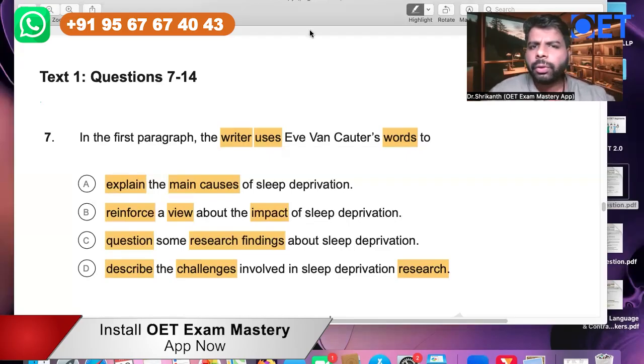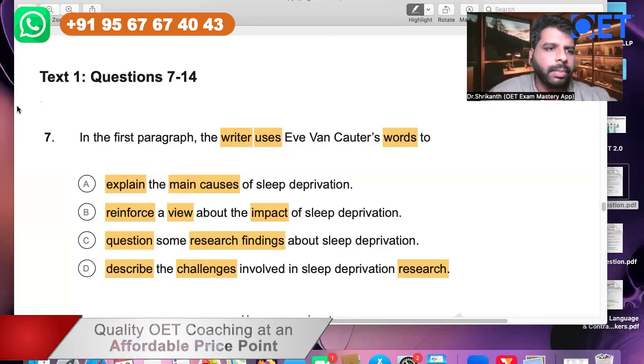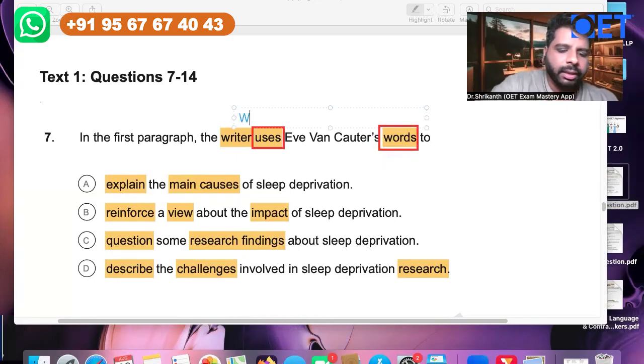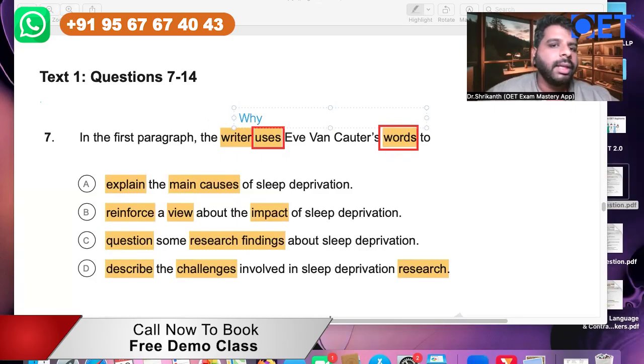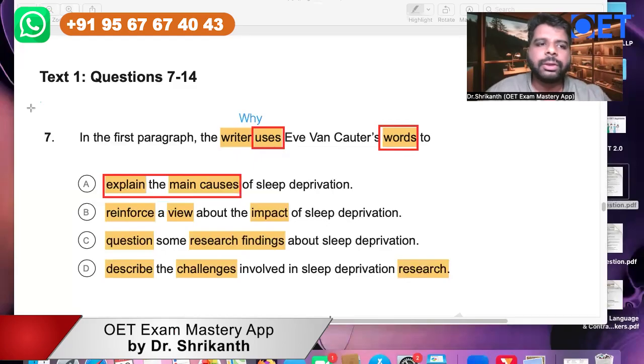Now, before we go to the paragraph, let's just quickly do the verb analysis so it becomes much easier. So the first paragraph, why is he using Yvonne Cotters words? So this is what you need to find out. Why the writer, the purpose, why he's using Yvonne Cotters words. Now let's take a look into answer option A, to explain the main causes. So here, what is the verb over here? Explain. So he wants to explain the main causes of sleep deprivation, and that is the reason why he is using Yvonne Cotters words.